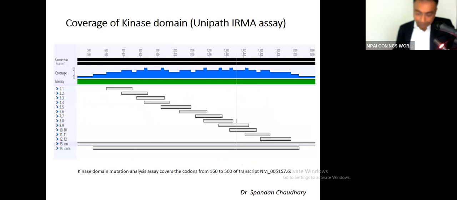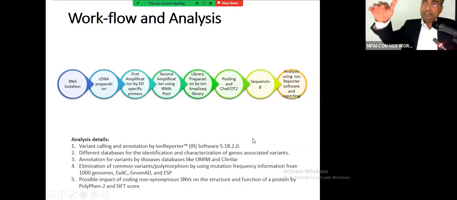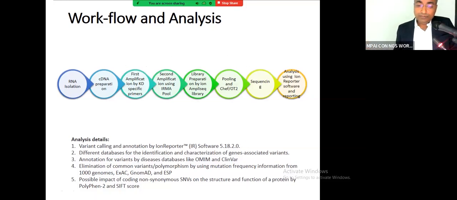Commonly we test it through Sanger sequencing. Here, you isolate your RNA, prepare your cDNA, amplify the kinase domain with specific primers, then there is a second amplification using the kinase domain pool. Then you prepare your library, pool it into a sequencer, and analyze using Ion Reporter software. This assay has been customized using AmpliSeq, and for variant analysis we used Ion Reporter 18.2.0.